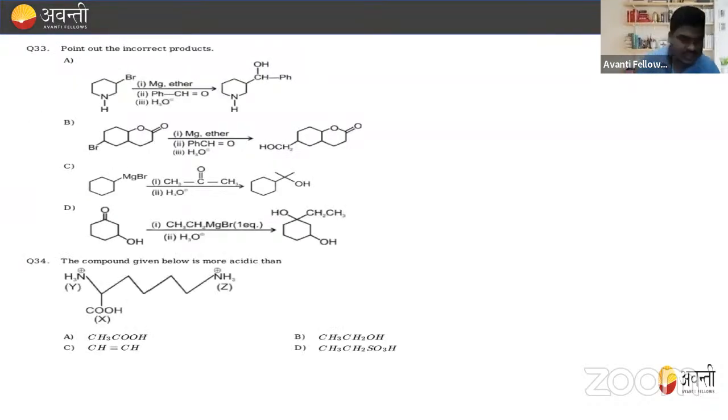Okay, move to the next question. That is question number 33. So point out the incorrect product. So you have to point out the incorrect products. So when this is treated with magnesium in ether, this will form this OH and this will not happen. So out of this, A, B, and D, these three are the incorrect. So this is the only correct product of this question, right? So these three are the incorrect.